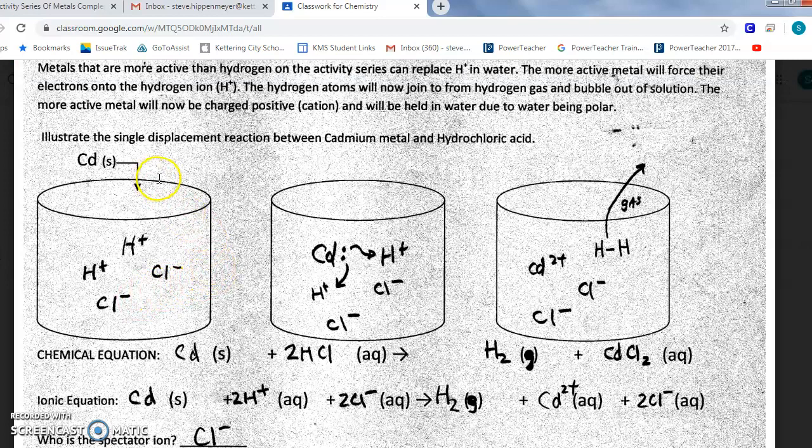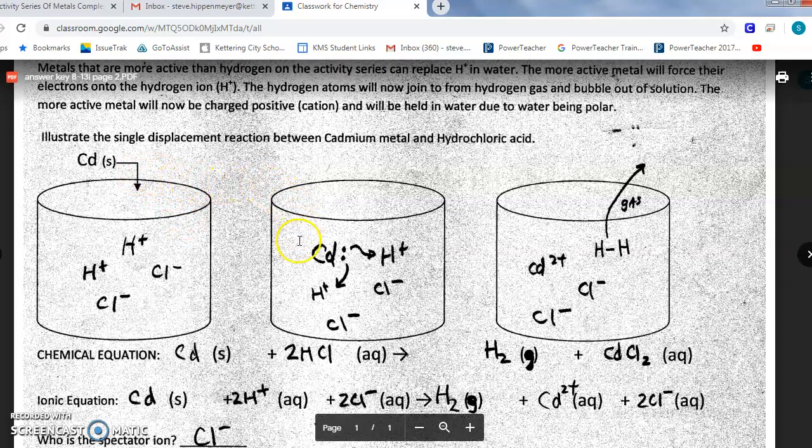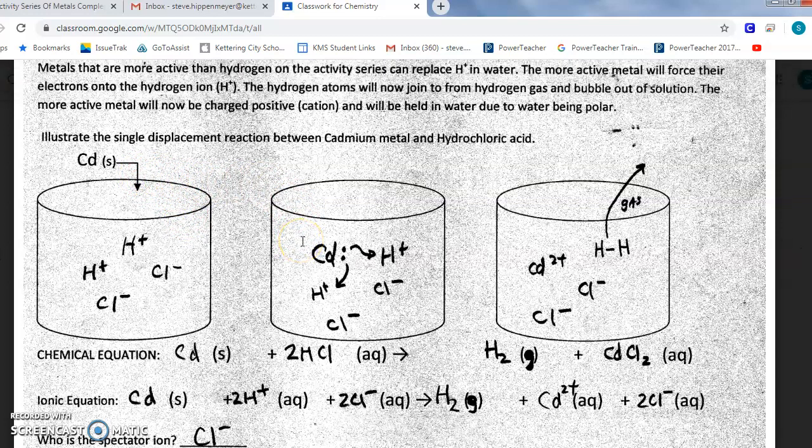So when a metal replaces hydrogen in an acid, what happens here is the cadmium's dropped in. It's more active than hydrogen, so the cadmium's going to force 1 electron onto each of the hydrogens. Remember, H is in family 1. It only has 1 electron to lose when it becomes H plus. So it can only accept 1 electron in this reaction. So the 2 H pluses end up with an electron. The cadmium loses both electrons and becomes 2 plus, as it's shown here in this container.